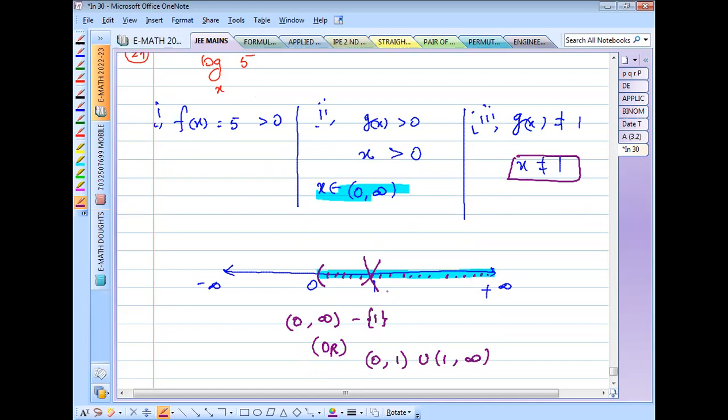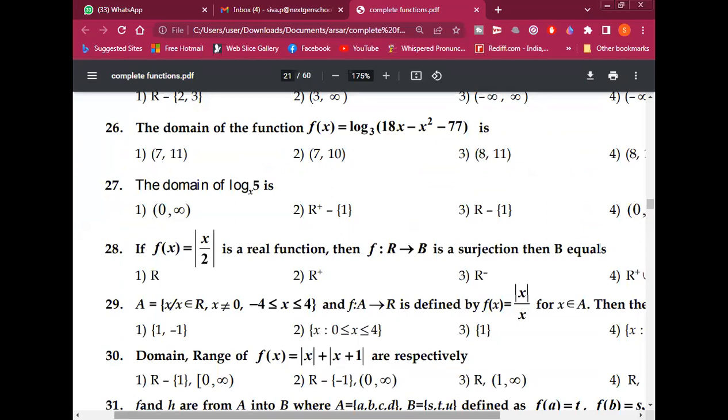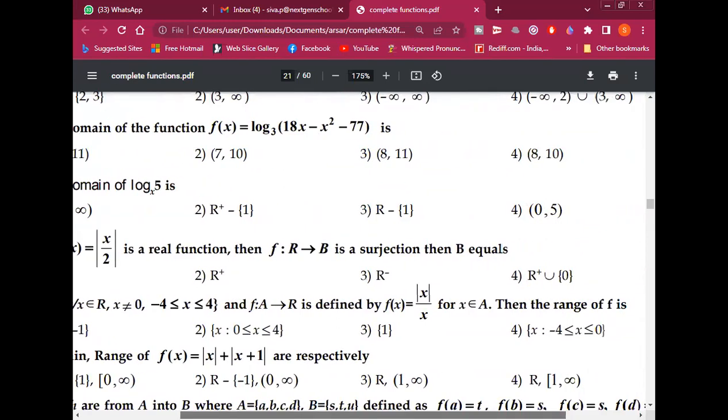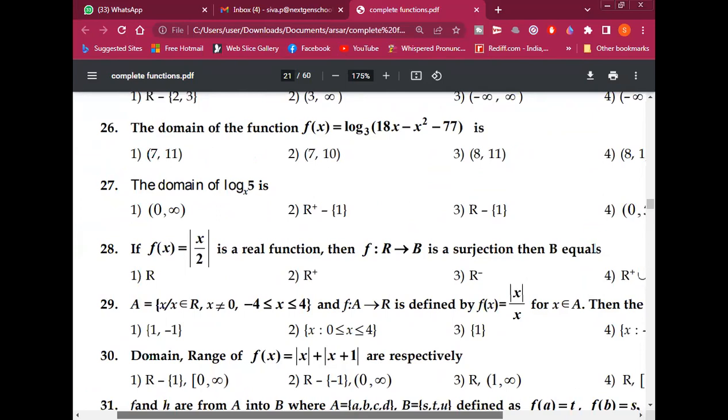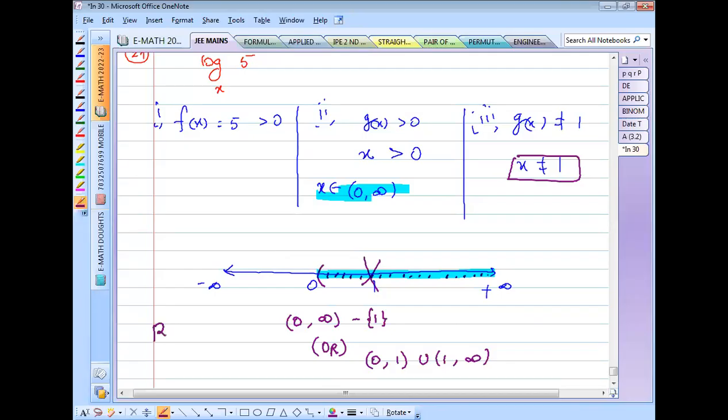Did you understand? Yes, sir, yes. So these are two ways we can express the answer. So let us cross check which option it contains. Yeah, R plus minus 1. This was the answer. Because R plus, we know, means positive reals. Positive real means 0 to infinity. That was R plus.